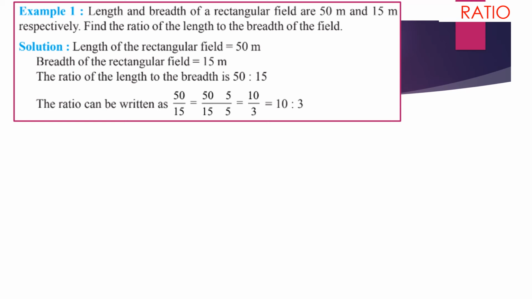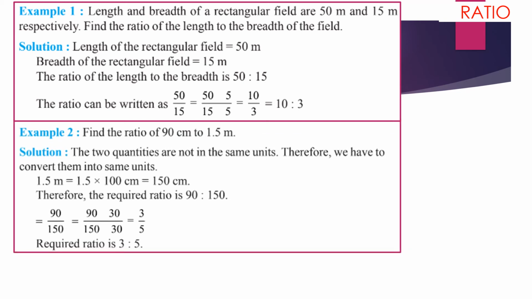Now we have to find out the ratio. Ratio means their division. Therefore, first thing is the numerator and second quantity is the denominator. Therefore, ratio of length to breadth is equal to 50 is to 15. But ratio can be written in the lowest form. Therefore, 50 is to 15 is equal to 10 by 3. Therefore, the ratio of the length to breadth is equal to 10 is to 3.